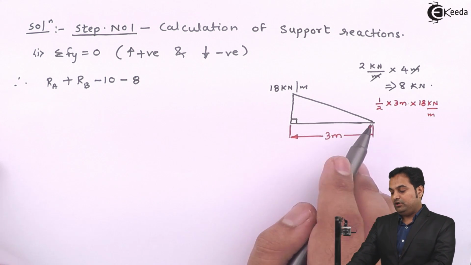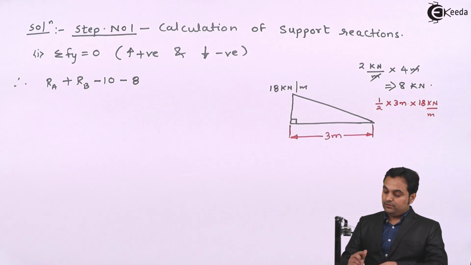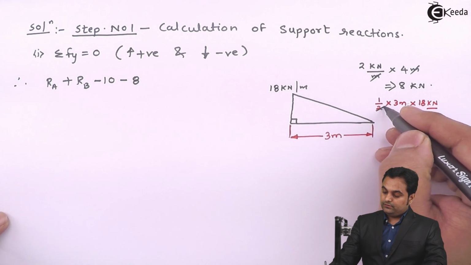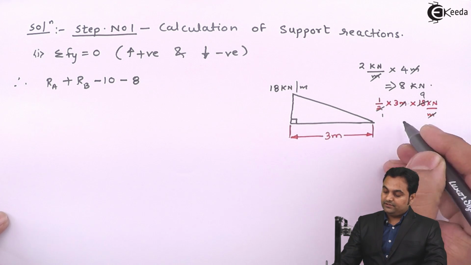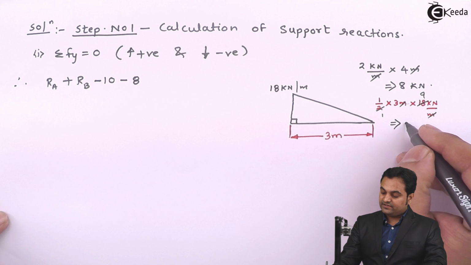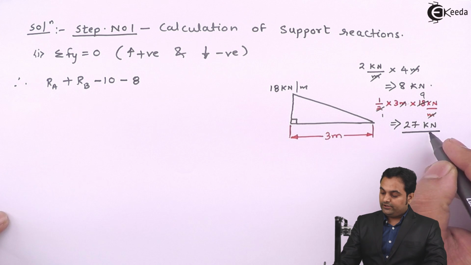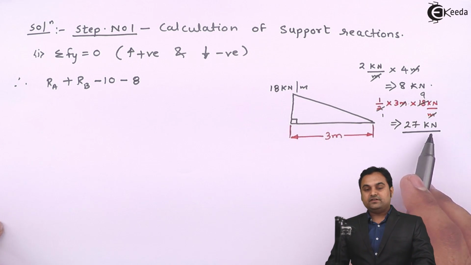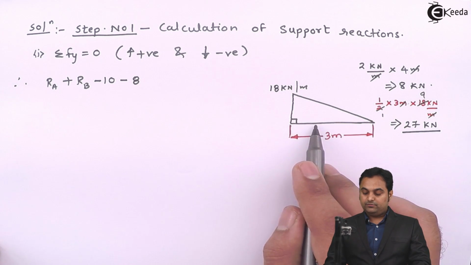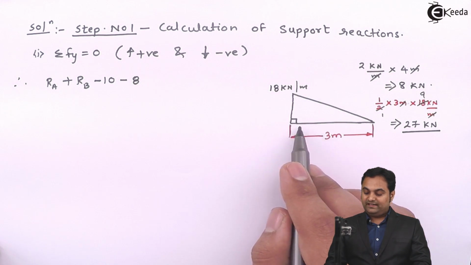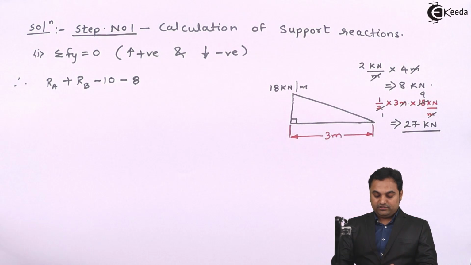Here I am using the formula for the right angle triangle. Now this will be cancelled, so it becomes 9. Meter and meter get cancelled, so we have 27 kilonewton as the conversion of the UVL into point load. Now this 27 kilonewton of the UVL will be acting at a distance of 1/3 from the base. Wherever the two right angle sides meet, that point is called the base and the other one is called the apex.